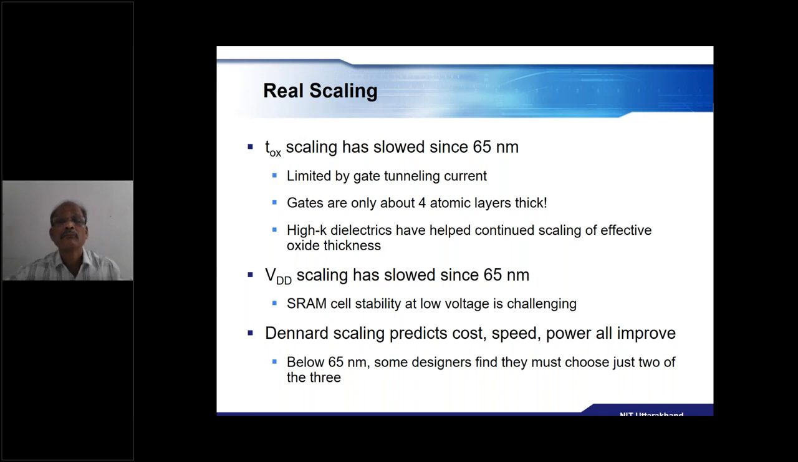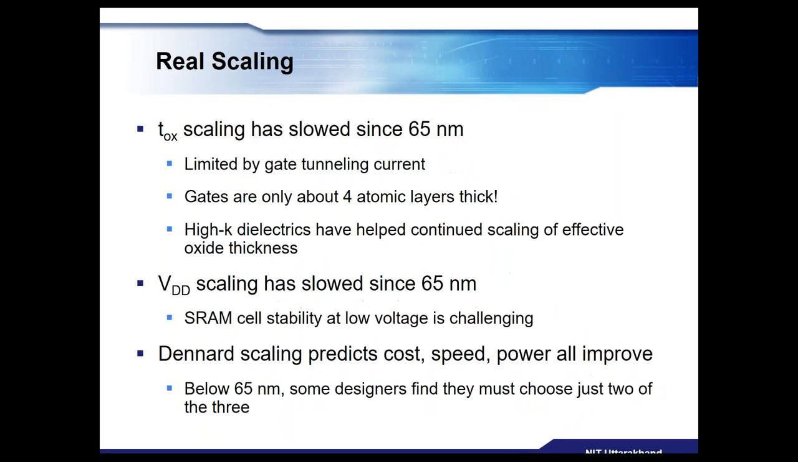The other limit is in VDD scaling: we are not reducing the supply voltage as per the suggested method. In 1971 to 1976, we have already heard that the microprocessor 8085 was a very popular microprocessor. It worked on a 5-volt supply. But nowadays, the microprocessors and ICs we have work on a 1.8-volt supply, 1.3-volt supply. We are not going beyond that.